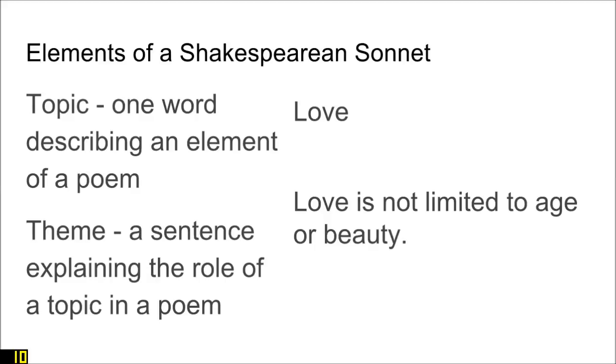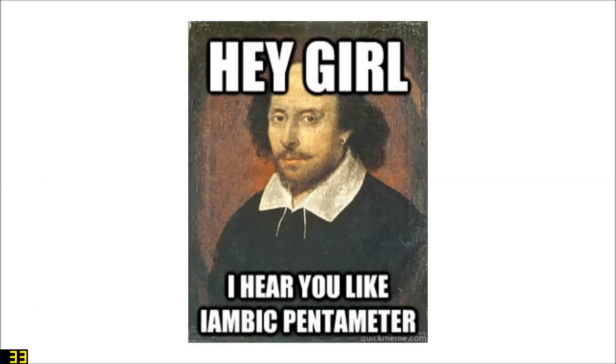A single word description of what a poem is primarily about, such as love, is a topic. A theme is developed when you describe your topic. For example, in Sonnet 18, you might say that love is not limited by age or beauty, or simply that love is limitless.